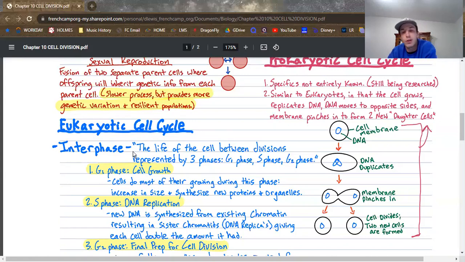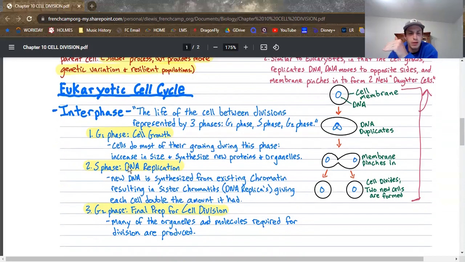Interphase is represented by three different phases, G1, S, and G2. G1 phase is cell growth. The cell does most of their growing during this phase. They increase in size and they synthesize new proteins and organelles. So at this point, we know they've just come out of a previous division, so they're still small relatively. So they're growing both in physical size and the amount of things that they have in them. They're producing new proteins, organelles. Those organelles have functions that they're working on. And so this is where most of your normal process in a cell, anything else that we study other than division, usually happens during this time.